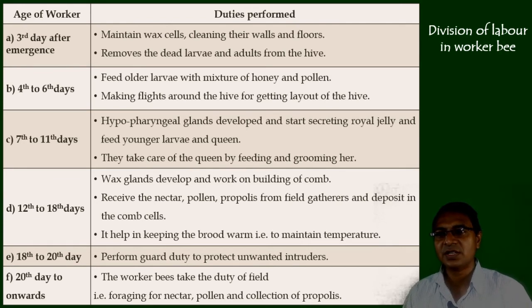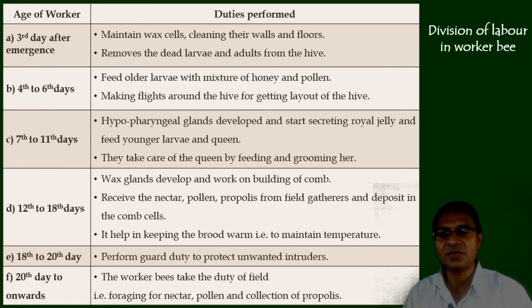After that, on days 4 to 6, they feed the older larvae. They take a small amount of honey as well as pollen and mix them together to form bee bread. Another duty performed by these bees is making flights around the hive to get the layout of the hive.